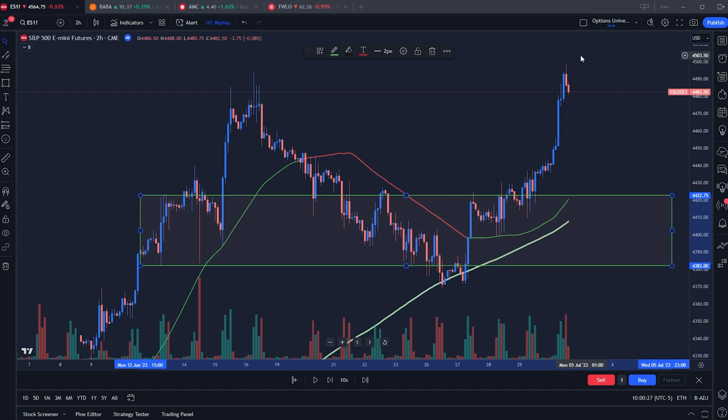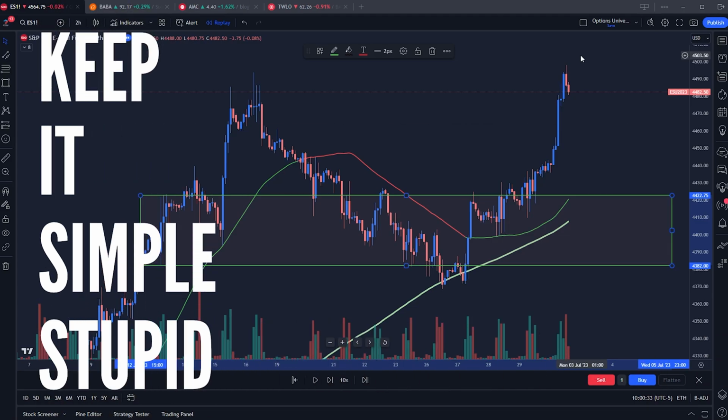In this strategy here, the acronym KISS, keep it simple, stupid, absolutely applies. Keep things as simple as possible, and you can get a huge impact on your trading.